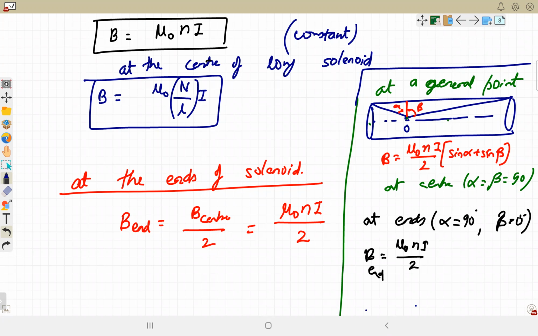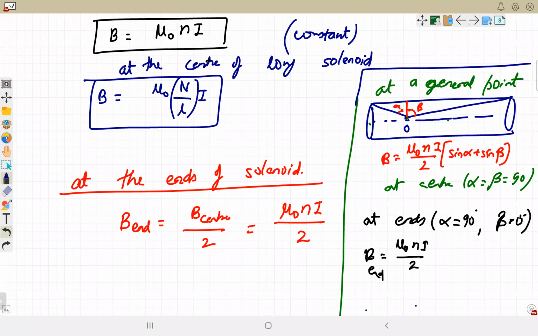Yes. Any doubt in this part? Any doubt in this part? No, no sir, no doubt, sir. How we do the integration? I mean, how we apply the Ampere's law?